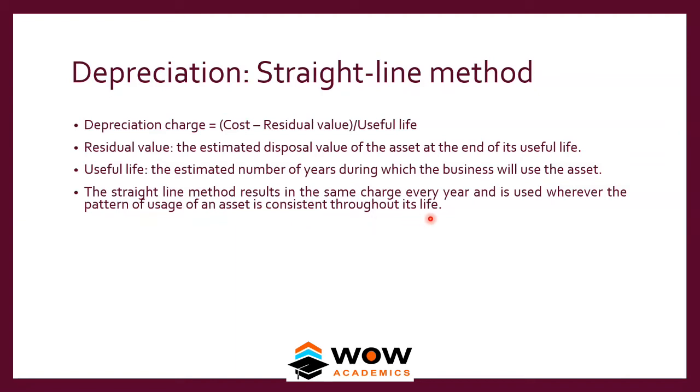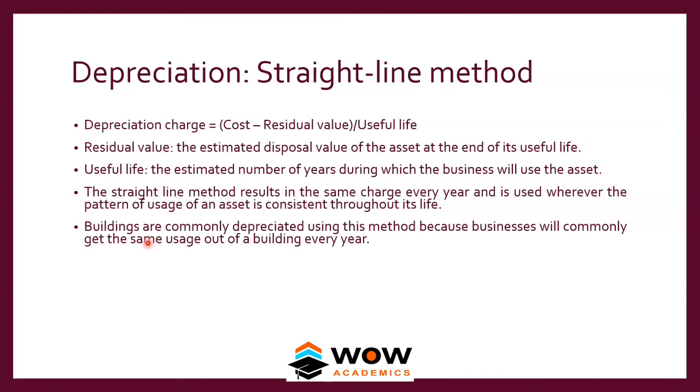So the straight line method usually gives the same amount of depreciation every year, like 10,000, 10,000, 10,000. So it should be applied to an asset where the usage is consistent. Every year we are using about 10% of that asset, something like that. Only in that case we can use it. Buildings are commonly depreciated using this method because businesses will commonly get the same usage out of the building every year. So we are going to use it consistently every year.